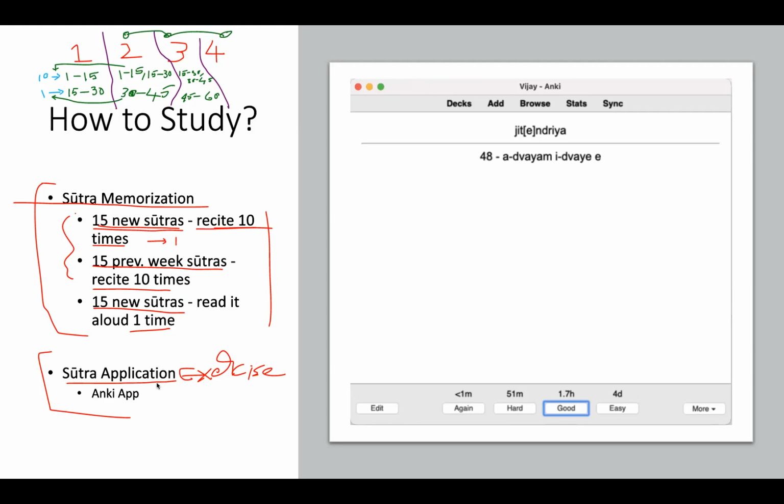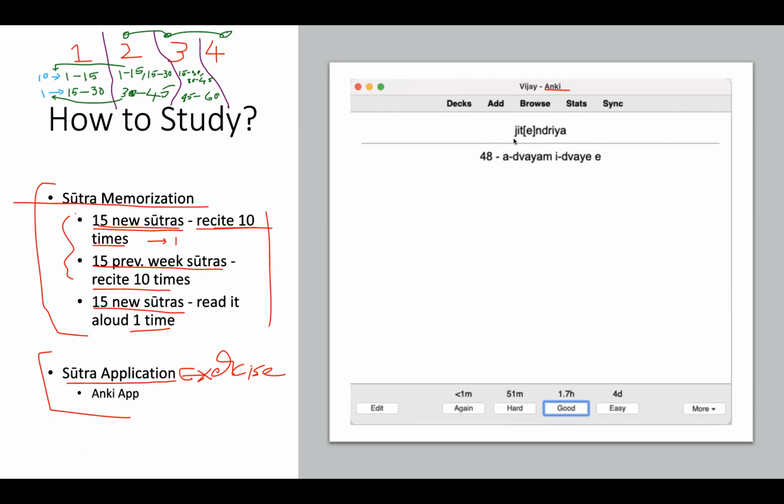Now for the sutra application part, we are going to use a tool called Anki. So this you don't need to do. You can do it if you want. I will share the Anki app link as well, but we will do it in the class itself. Anki app is basically a flashcard, right?